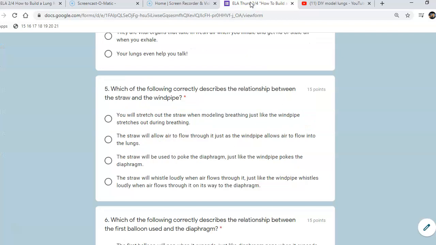Okay. So based on that, will we pick: you will stretch out the straw when modeling breathing, just like the windpipe stretches out during breathing. The straw will allow air to flow through it, just as the windpipe allows air to flow into the lungs. The straw will be used to poke the diaphragm, just like the windpipe pokes the diaphragm. The straw will whistle loudly when air flows through it, just like the windpipe whistles loudly when air flows through it on its way to the diaphragm.